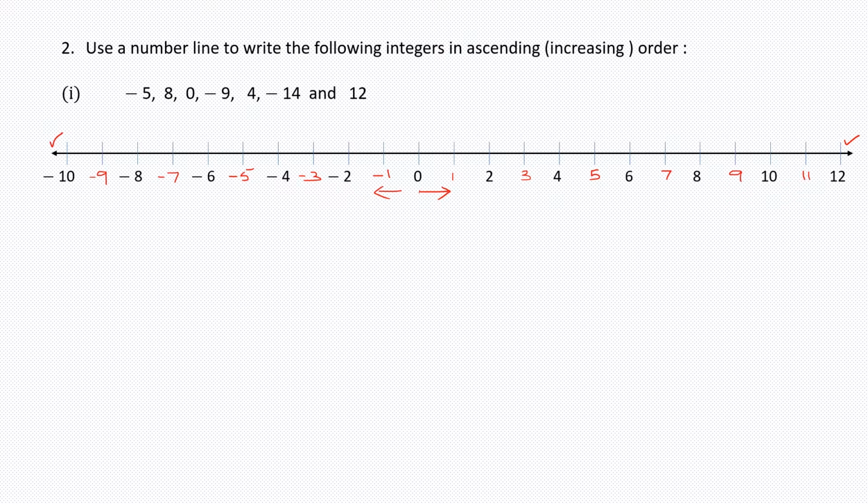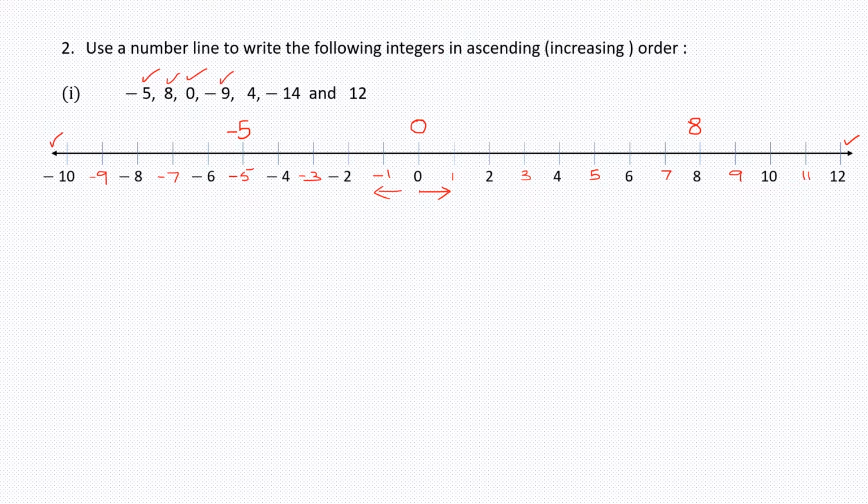Now let's go back to the question and mark these numbers. The first number is minus 5. Let me write that down just above this, minus 5. Then we have 8. 8 is a positive number. All positive numbers are on the right side of 0. So let me look for 8. Okay, 8 is here. Then I have 0. Let me mark 0. It is in between the positive and the negative numbers.